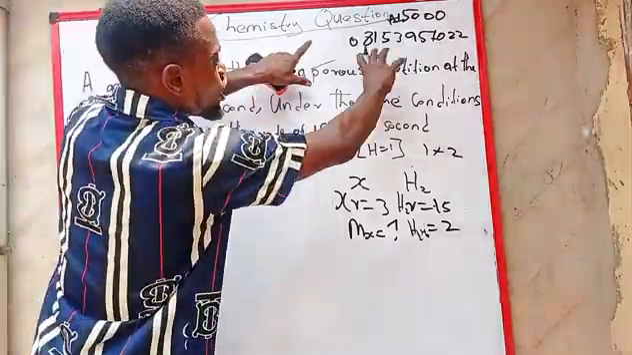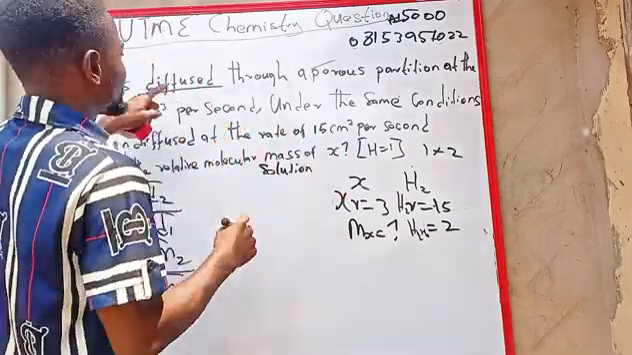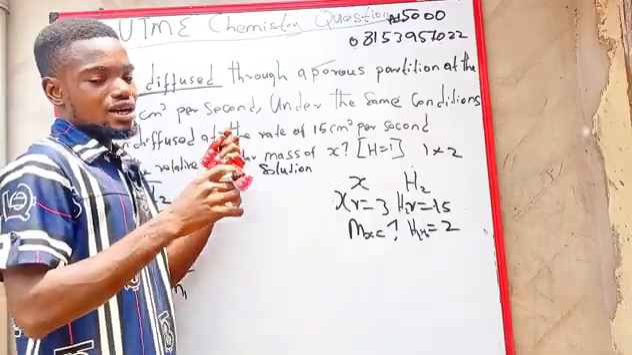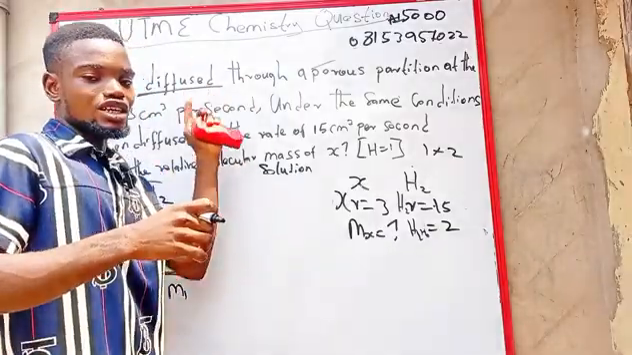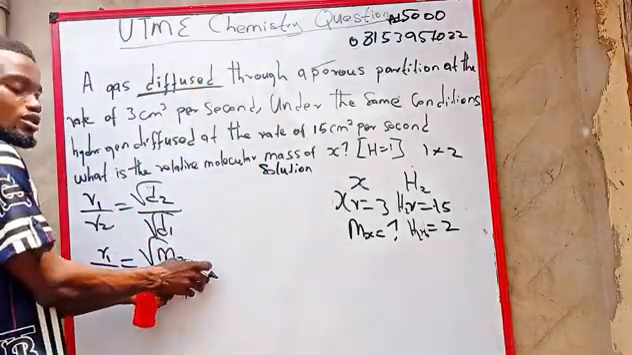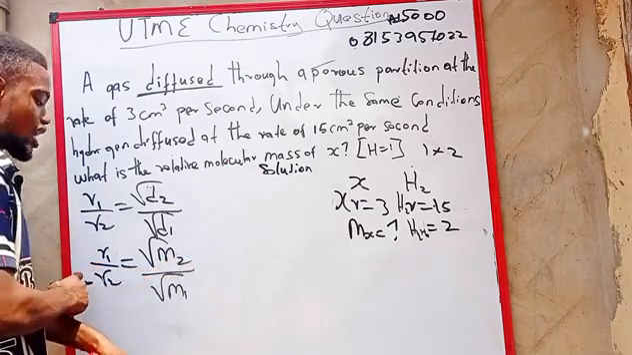Any gas you have mentioned as the first gas, let's say that gas is R1. That is the first gas. The rate of that gas is the first gas. The second gas now has the second rate and the second molecular mass. So that is how you're going to place it.